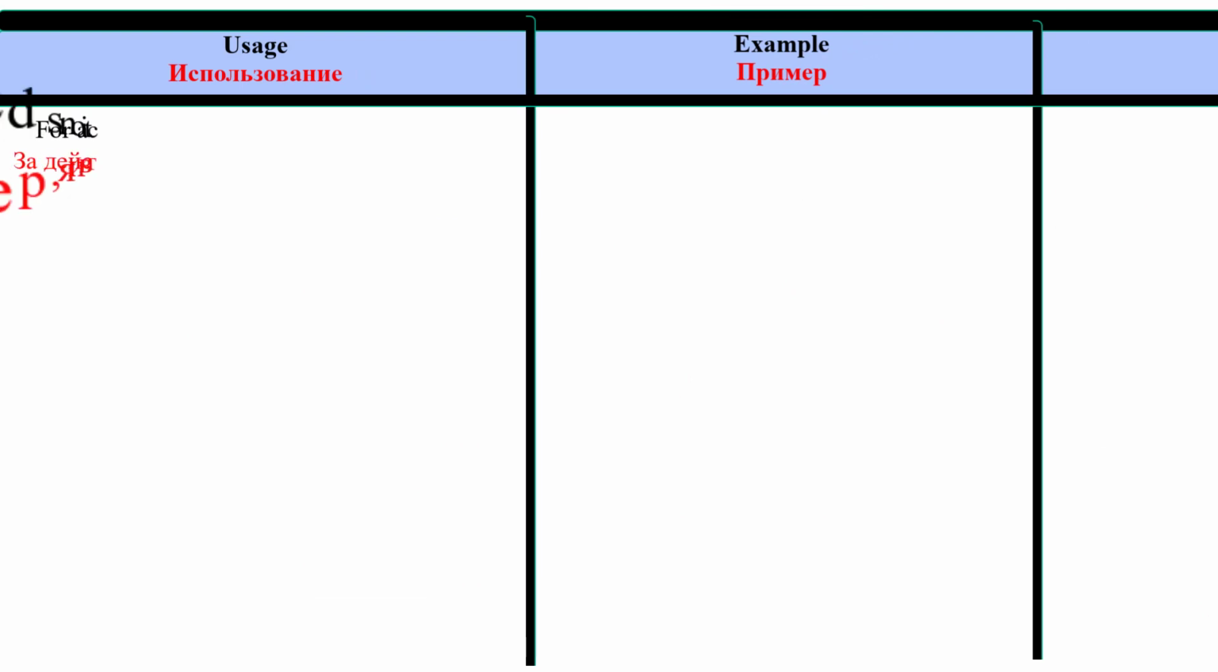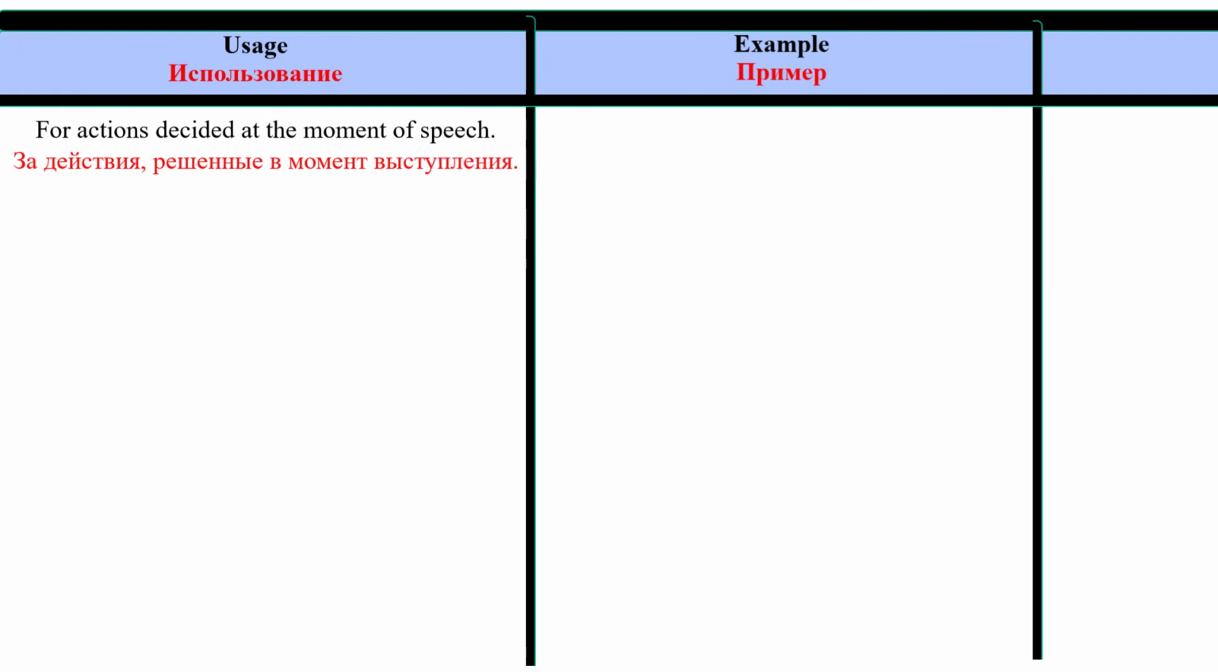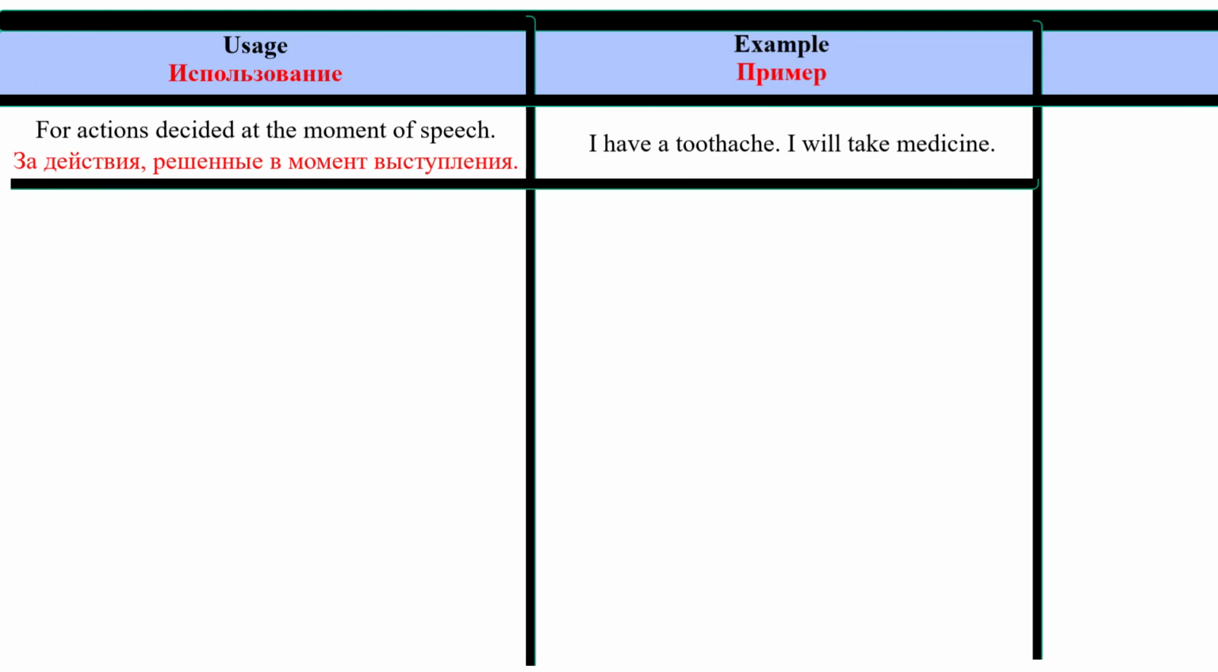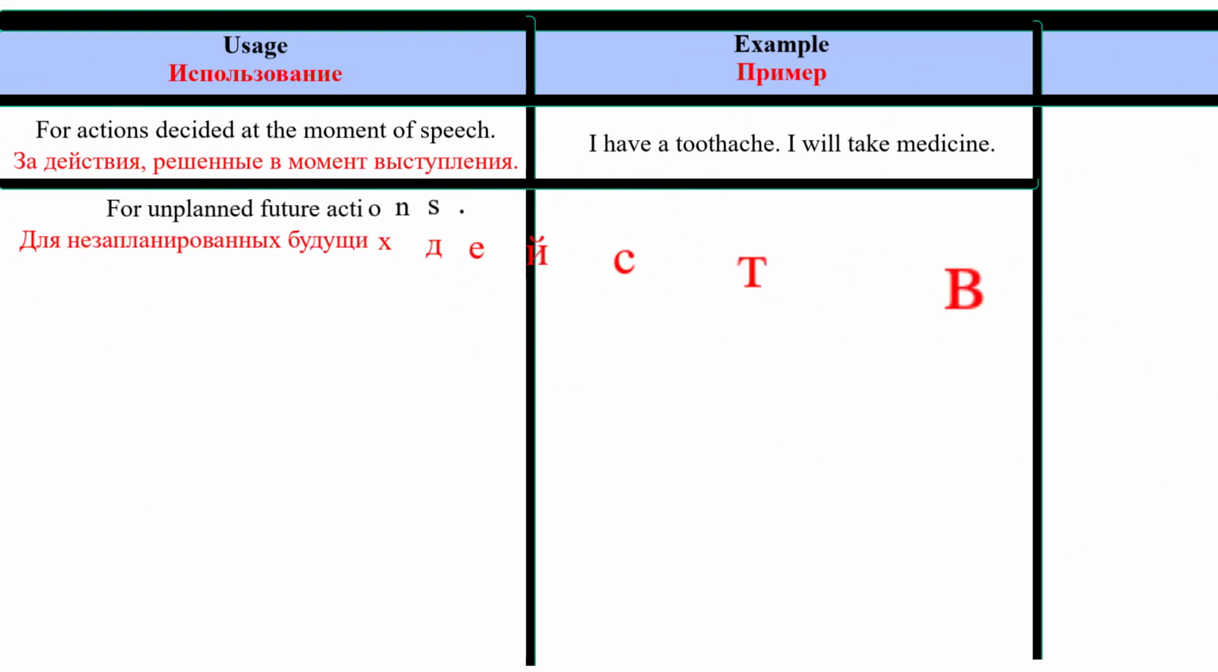Usage. Example. For actions decided at the moment of speech: I have a toothache. I will take medicine. For unplanned future actions: Winter will come soon.